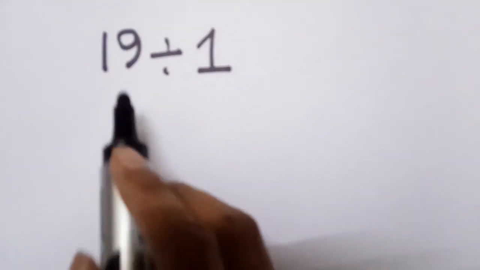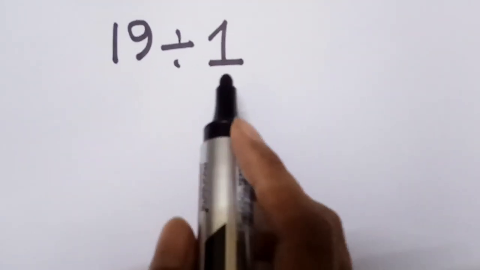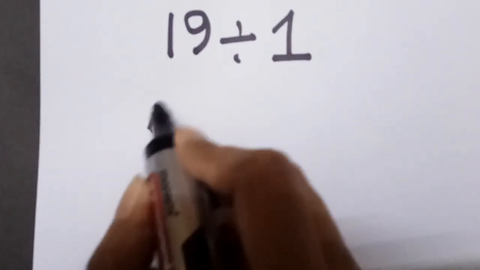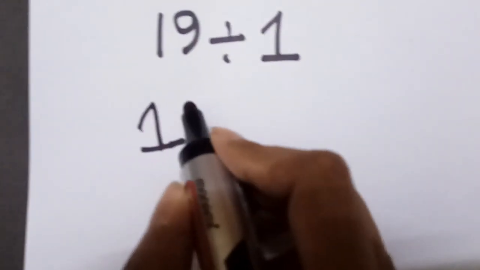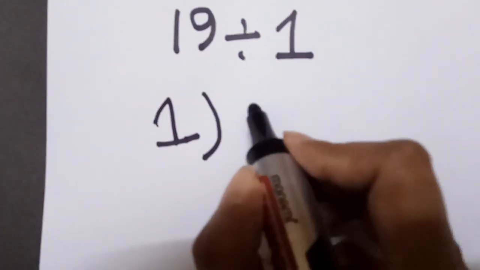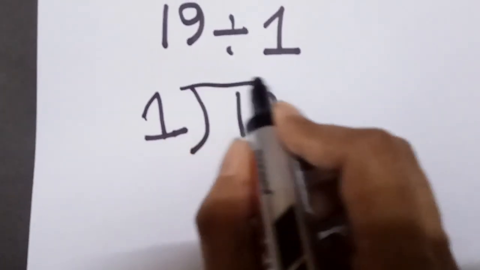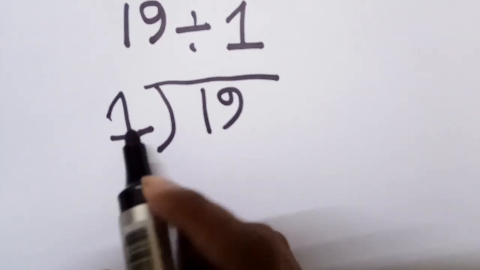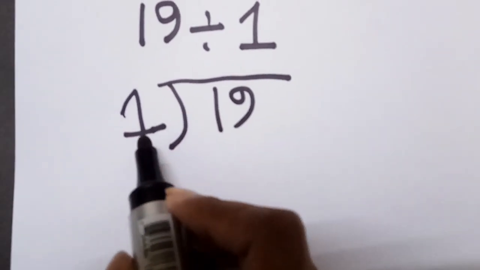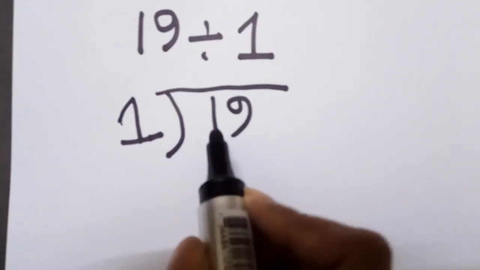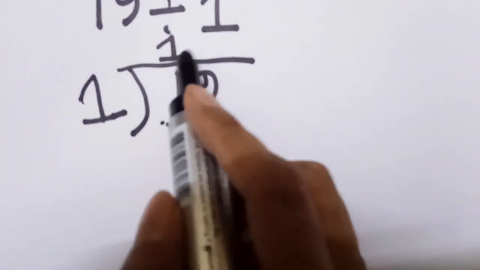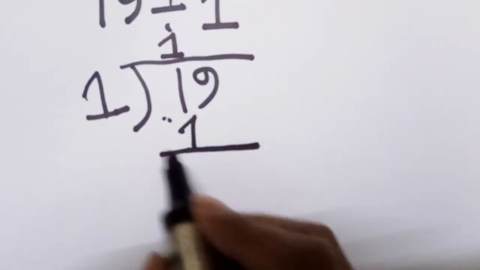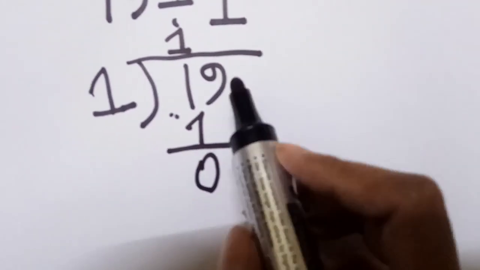Our question is 19 divided by 1. First we have to write it vertically. First the small number, then the big number. First we have to take 1 into 1. We know we have to multiply, 1 ones are 1. Then we have to subtract, 1 minus 1 is 0.